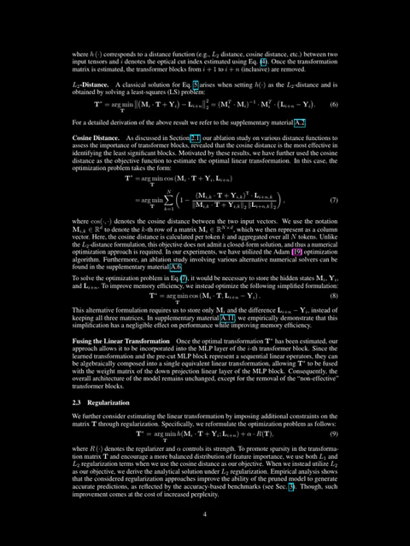L2 distance. The classical solution for 5 arises when setting h as the L2 distance and is obtained by solving a least squares problem: T* equals argmin over T of the norm of (M_i T plus Y_i minus X_{i+n}) squared, which equals (M_i transpose M_i) inverse times M_i transpose times (X_{i+n} minus Y_i). Equation 6. For a detailed derivation of the above result, we refer to the supplementary material. Cosine distance is discussed in section 2.1.